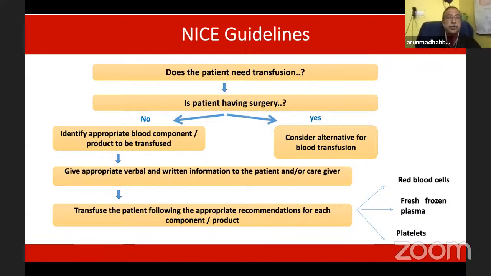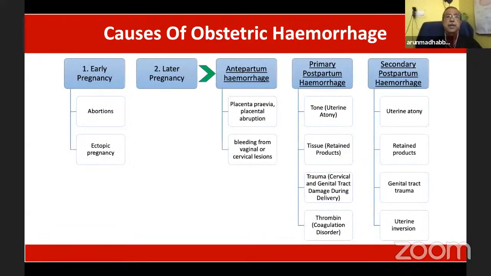But if not, we need to identify which component of blood the patient is lacking, and we can always make up that particular component, or even transfuse the patient following appropriate recommendation for each of the components, like fresh frozen plasma, platelets, or even red blood cells. We always have to deal with massive obstetric hemorrhage.